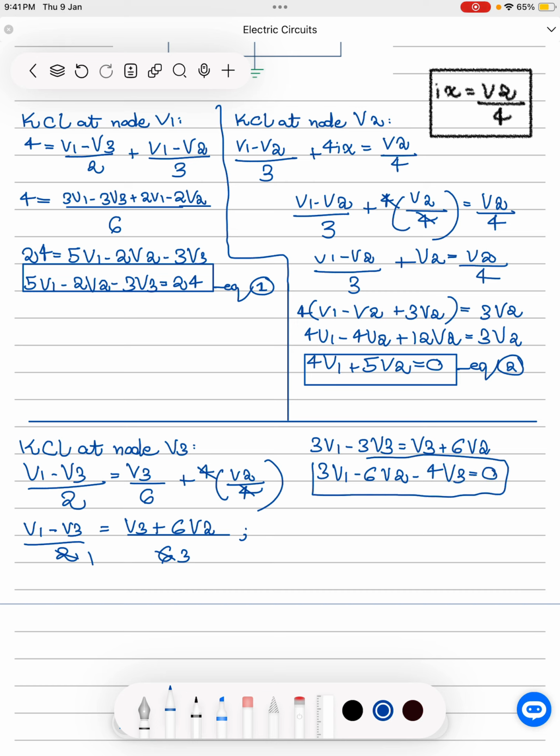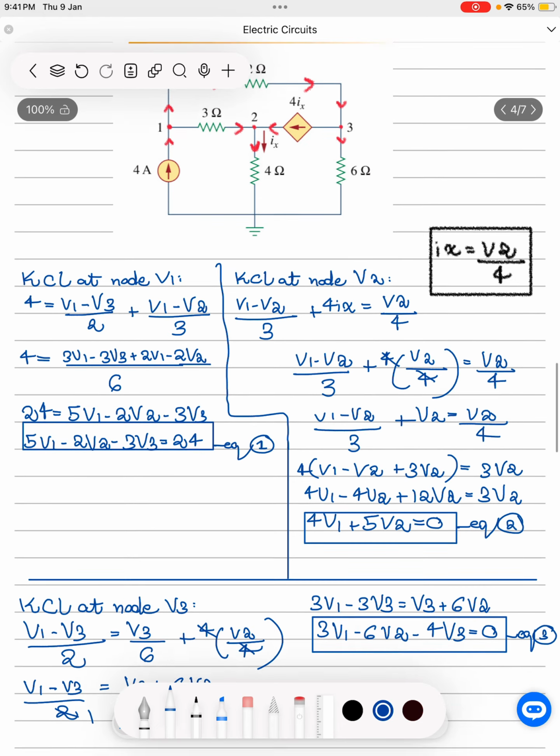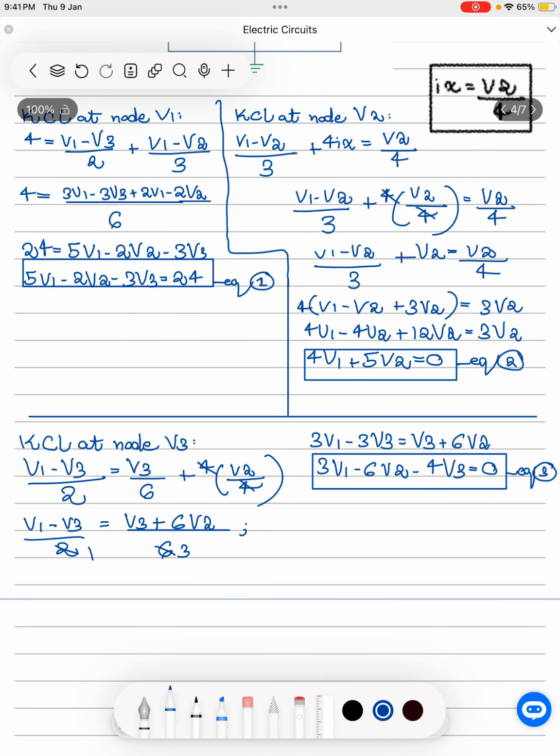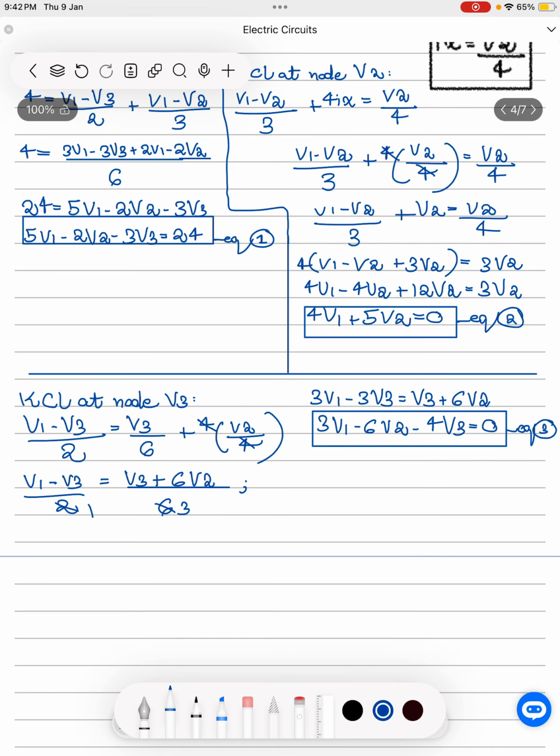This is the final result for the equation formed at node V3. Since we have formed the three equations for the three nodes, we can simultaneously solve these equations. I'm going to use the calculator to plug in the equations and directly get the answers. 5, minus 2, minus 3, 24. 4, minus 5, 0 and 0. 3, minus 6, minus 4 and 0.